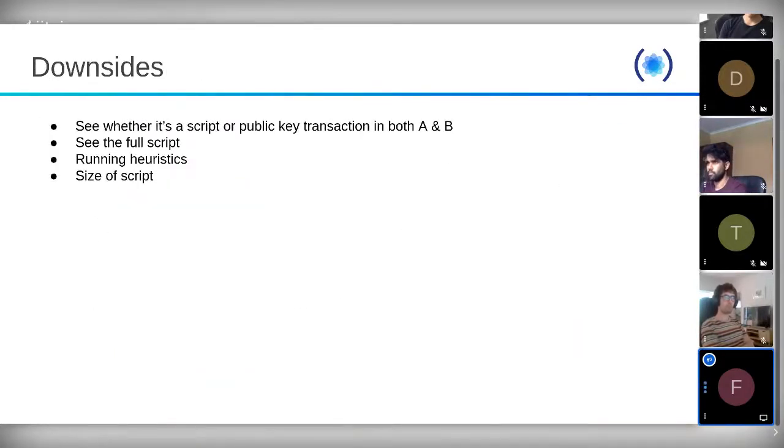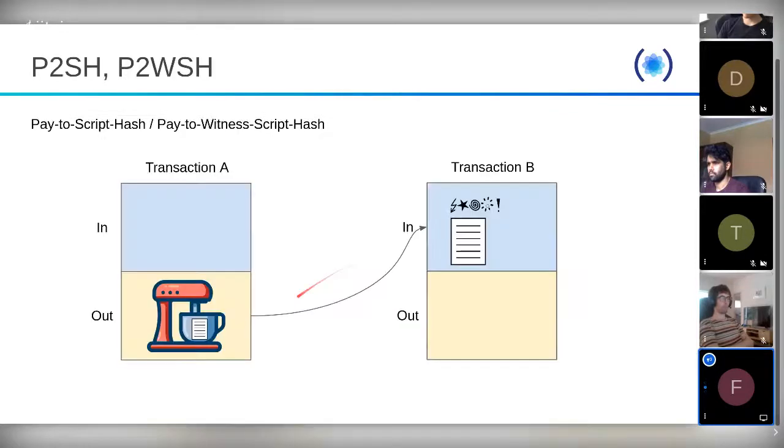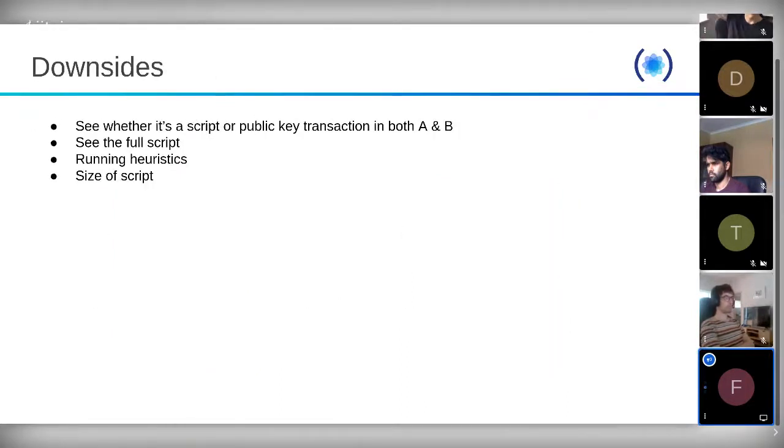Okay, cool. So there are two downsides. First, just from looking at the output in transaction A, the addresses for script hash and public key hash are different. So already in transaction A you know whether the output will have to be spent with a public key or with a script. That's the first thing that you reveal. And of course, when you spend the transaction, you are going to reveal the full script.